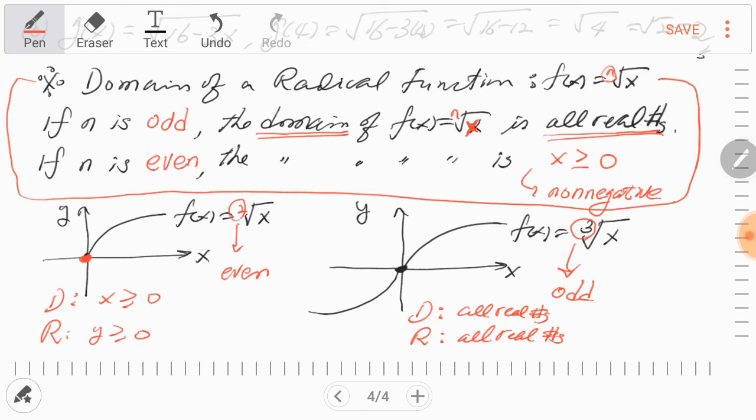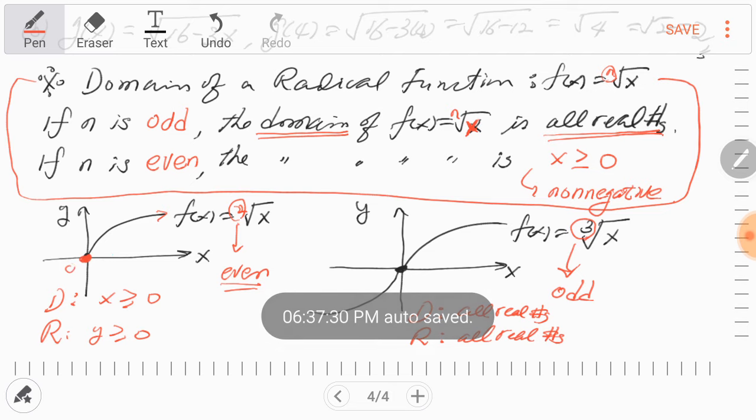But if the index is even, then there's a restriction. The radicand has to be greater than or equal to 0. It has to be non-negative real numbers. So the square root of x, the index is even, right? The graph of this square root is like this. The minimum x value is 0, so x is greater than or equal to 0. And for the range, the minimum y value is 0, so the range is greater than or equal to 0.